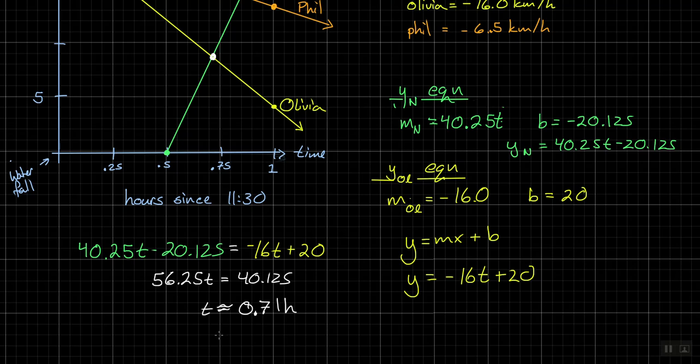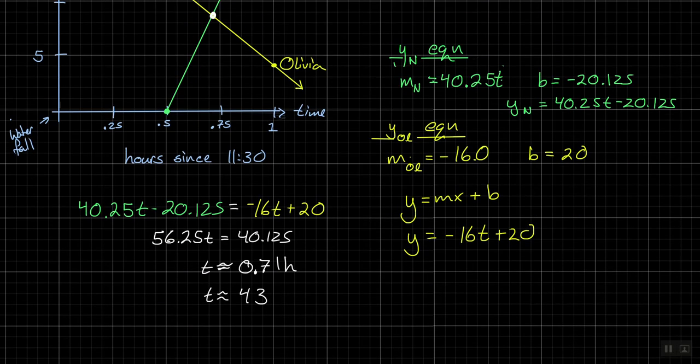0.71 of how many minutes? 60. So 0.71 of 60 pushed me to like 43 minutes, 42.6 something. Why did I change it to 43? Sig figs, because I see that I have 2 within all of these equations. Okay. Now, looking at that, does that still answer the question?